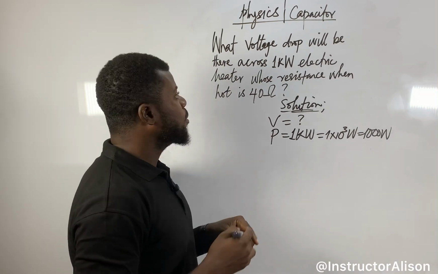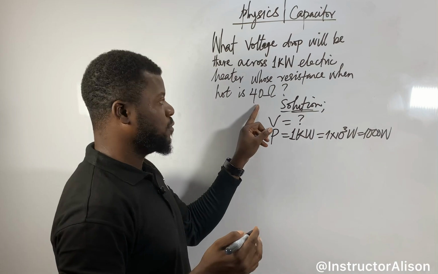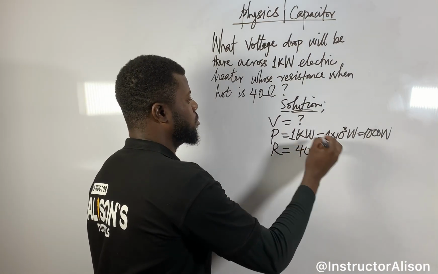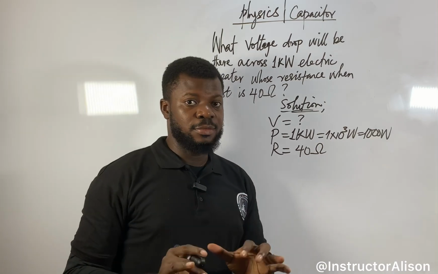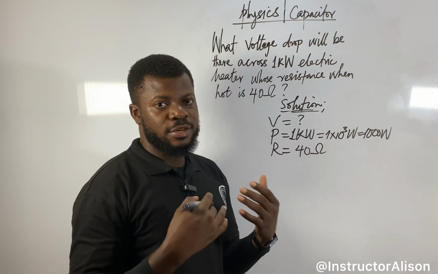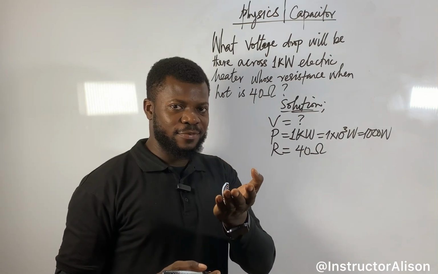You understand? Okay. Now they say an electric heater whose resistance when hot is 40. They give us resistance equal to 40 ohms. That is simple. Now, there are several ways to solve this, but let me just use only one way, so that you can get another idea of how to solve it.